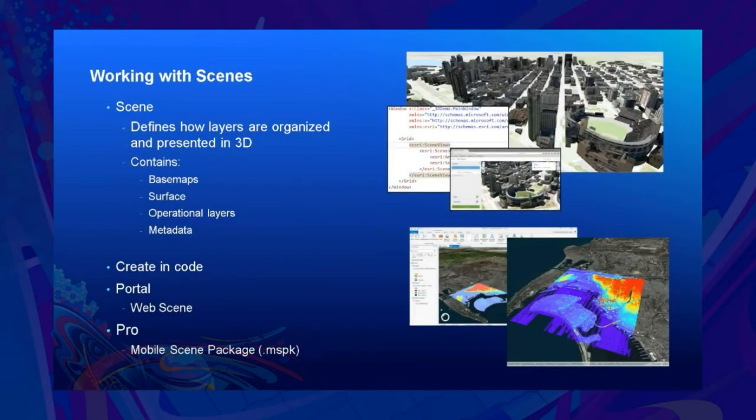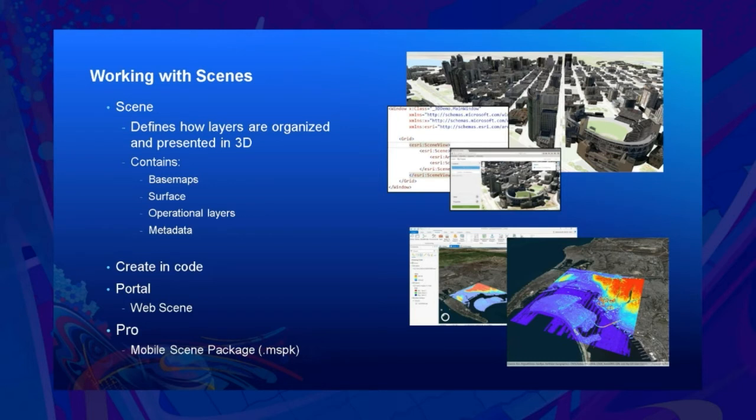So thus far, we've talked mostly about working with a map in 2D. Let's talk a bit about working with 3D. Similar to how a map represents 2D, a scene represents 3D and is a central component of ArcGIS Runtime and an important concept across all of ArcGIS. In Runtime, the scene is a class that holds and defines how layers, geospatial content, is organized and displayed together in 3D.